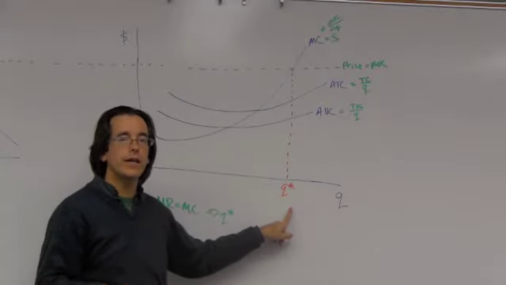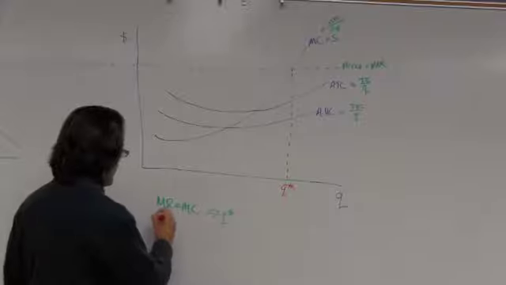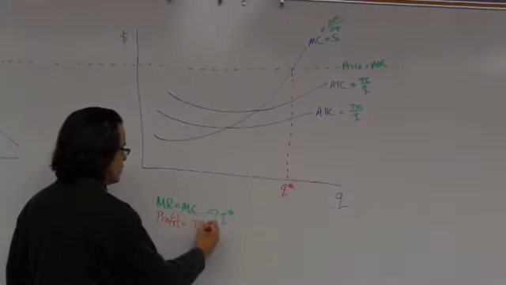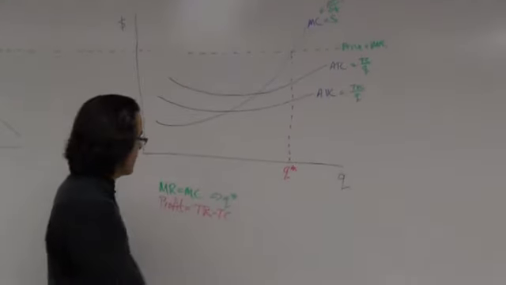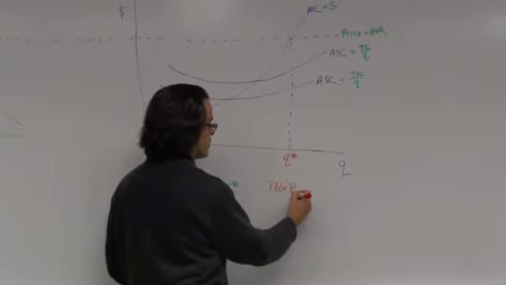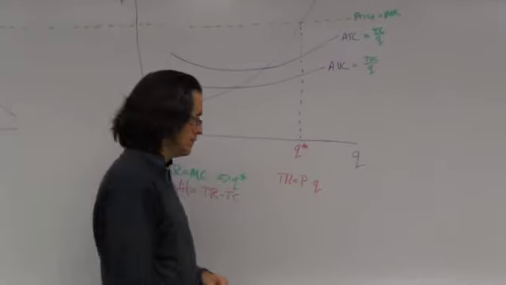So let's calculate what the profit would be, in a graphical way. Profit is simply equal to total revenue minus total cost. Okay? So total revenue is simply the price of the good times the quantity.